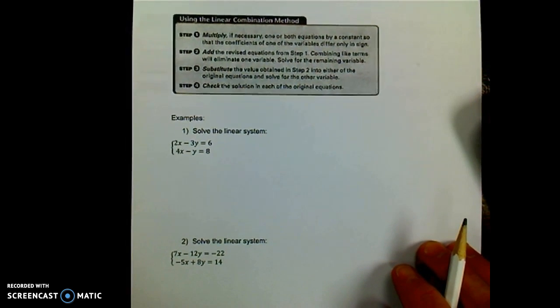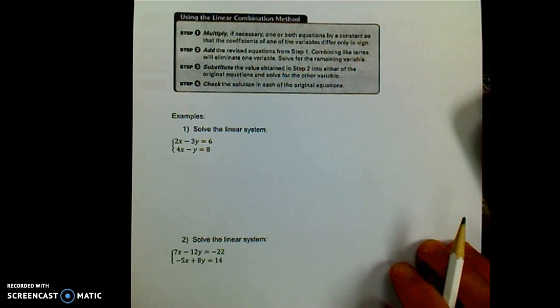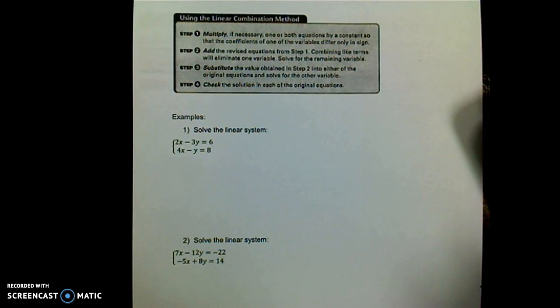So first, when we take a look at this system, 2x minus 3y equals 6, 4x minus y equals 8. For most of my students throughout the time that I've been doing this, they feel like elimination is the easiest method. It's the one they understand the most. But there's also a huge hurdle to overcome. A lot of my students want to automatically just add the equations up.